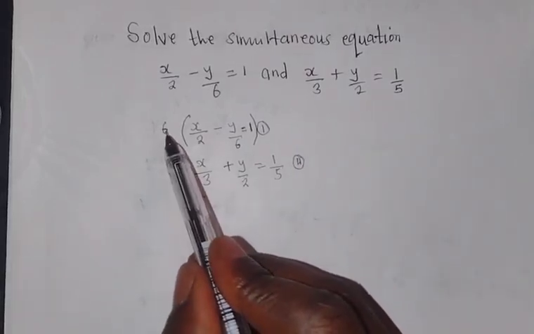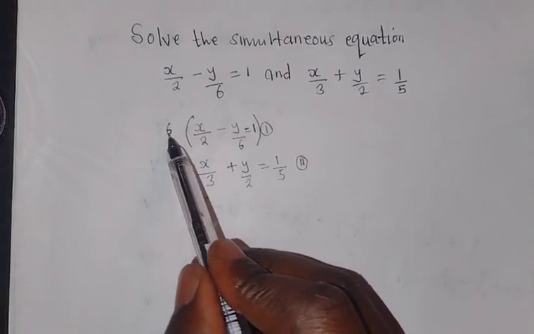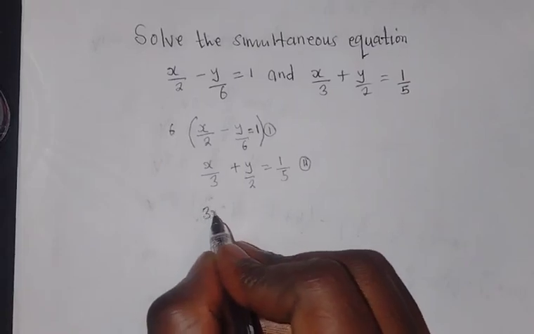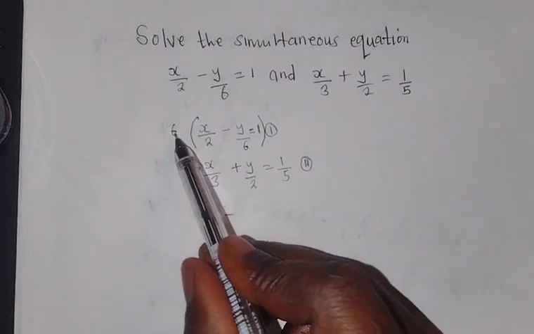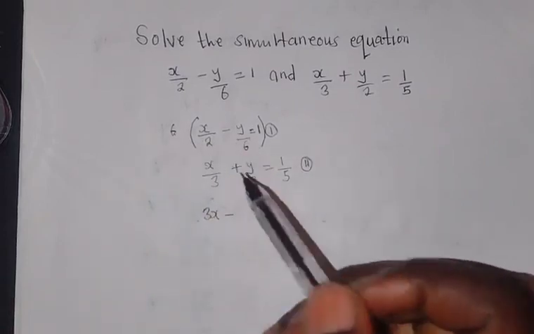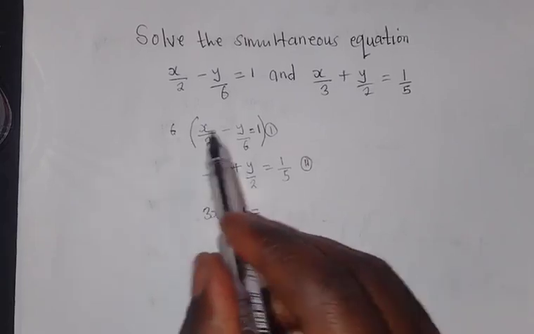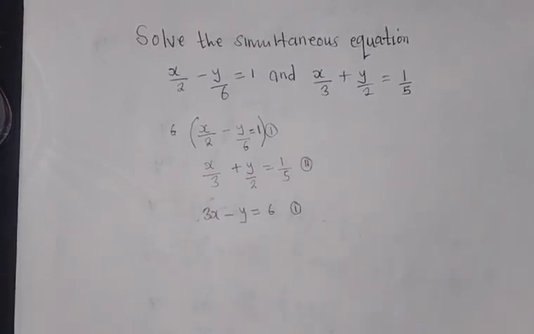So now 6 times x over 2. So 2 into 6, it's 3. 3 times x, you are going to get 3x minus, again, 6 into 6, it's 1. 1 times y, you get y, equal to 6 times 1, you get what? 6. So this is our equation 1, okay?